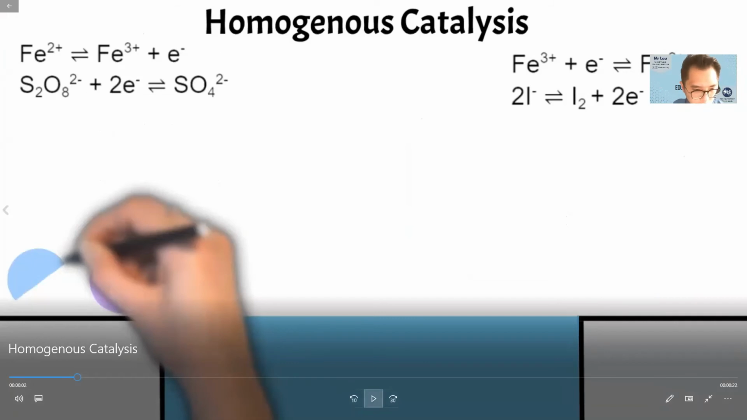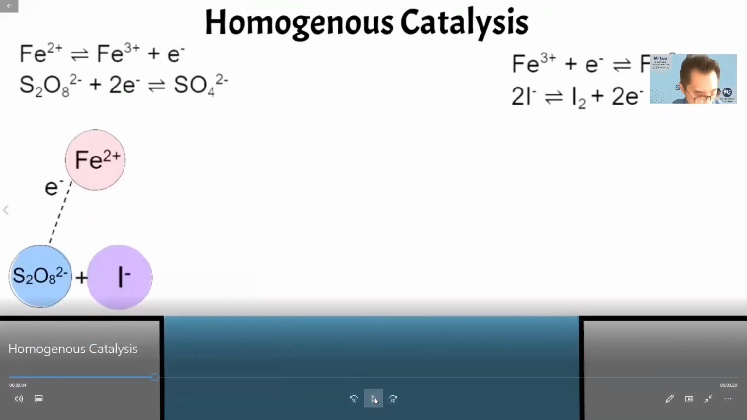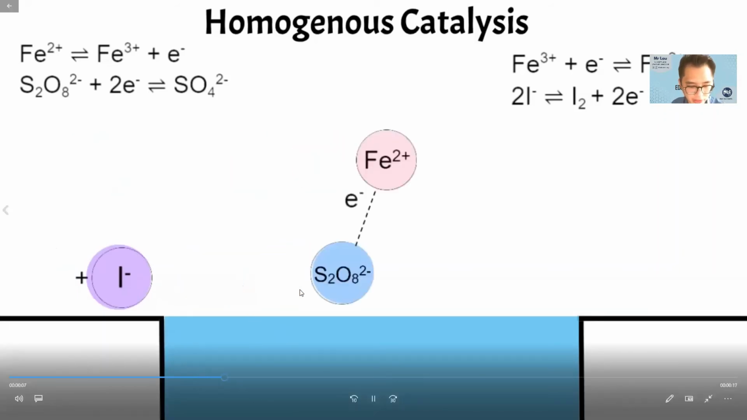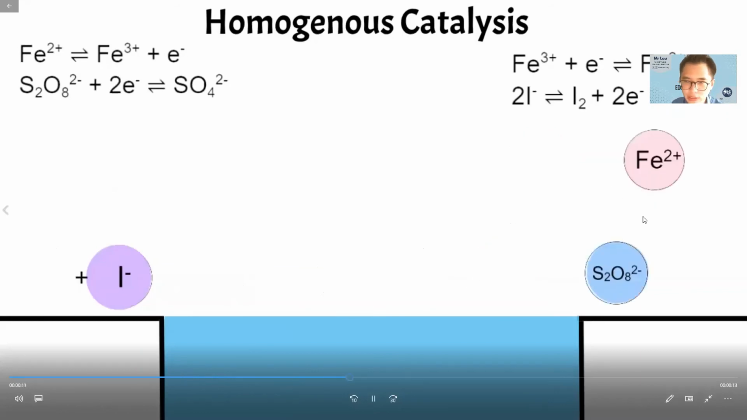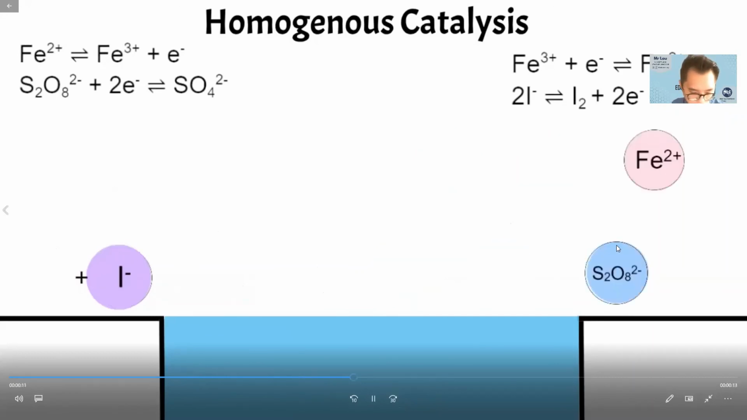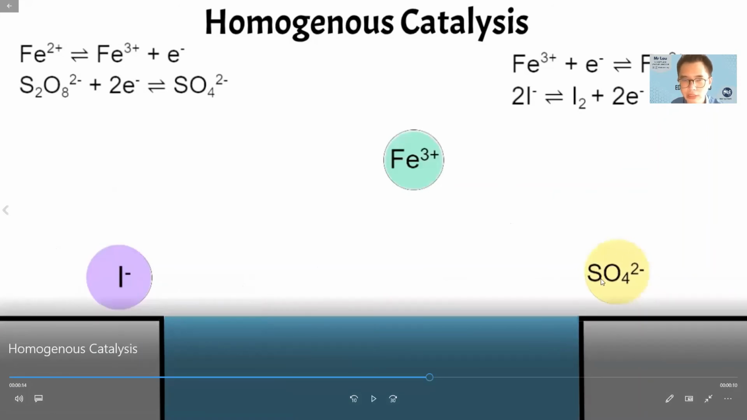If you watch this animation, first of all, you have your peroxydisulfate and iodide on this side of the river. Your iron 2 plus will therefore first bring your peroxydisulfate over. In the meantime, you can see that there's a transfer of electrons from your Fe2 plus to peroxydisulfate. Once it reaches over, your peroxydisulfate becomes a sulfate and your iron 2 plus becomes iron 3 plus.